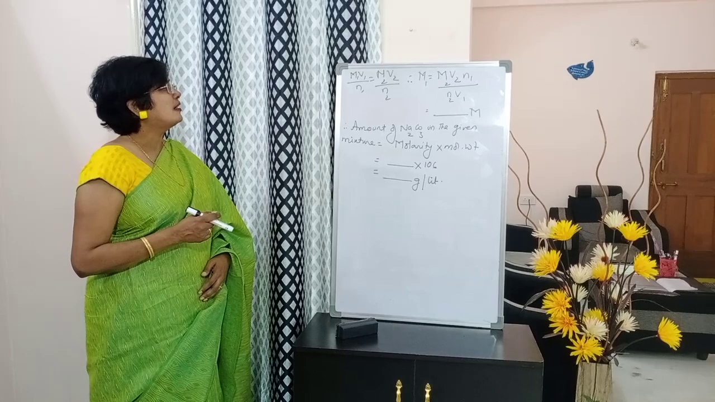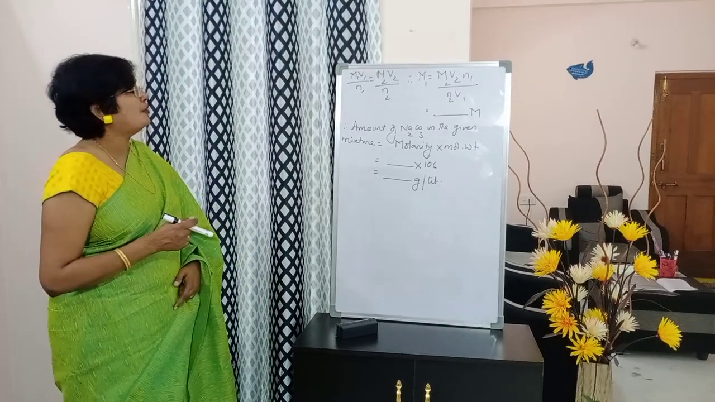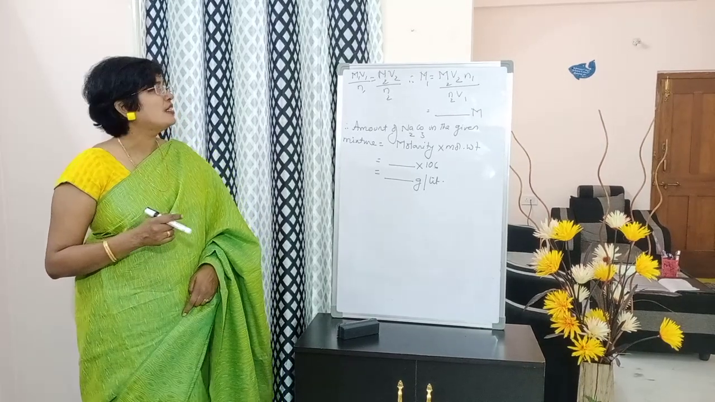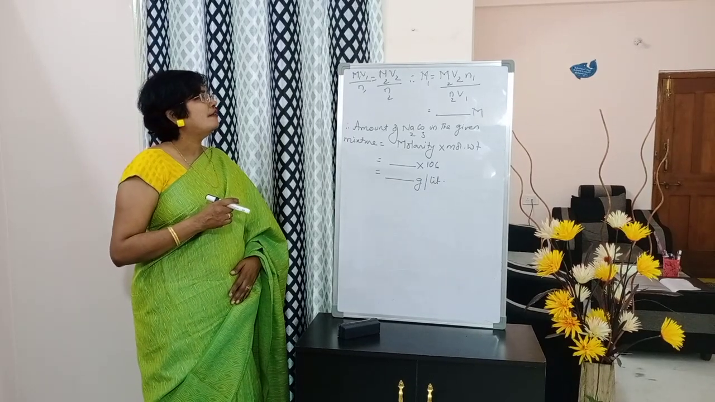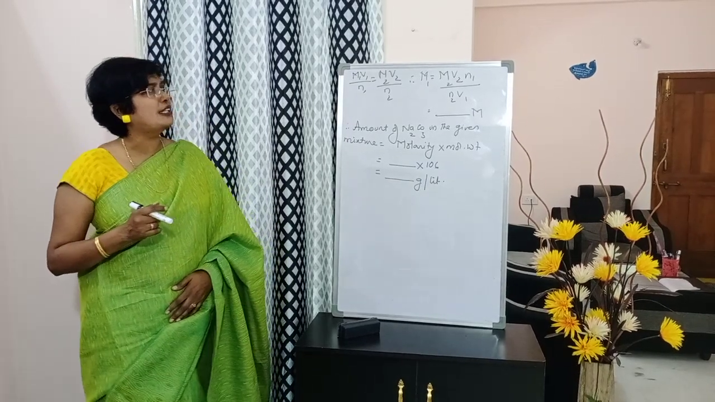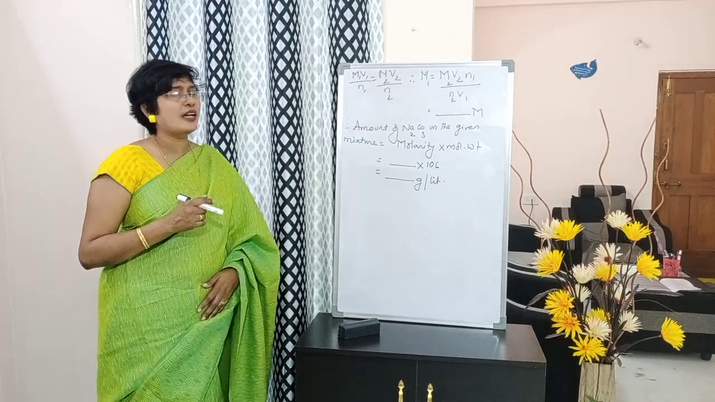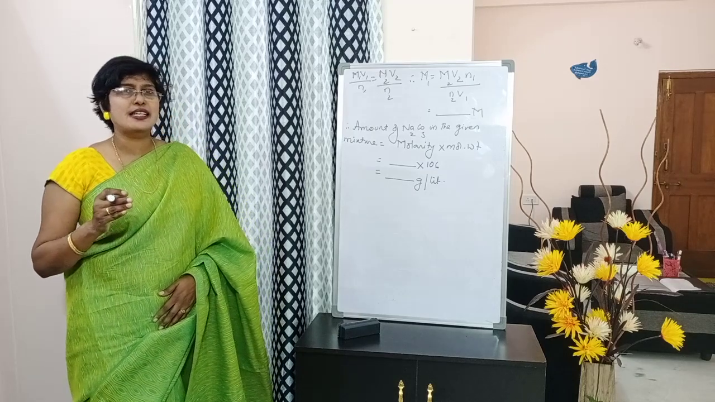Okay, students, write down the formula. M1V1 by N1 equals to M2V2 by N2. What is to be calculated? M1, right? So, therefore, M1 is equal to, cross multiplication, M2 V2 N1 by N2 into V1. So, substitute the values. Whatever value we are getting, write down there, and write the units, capital M.